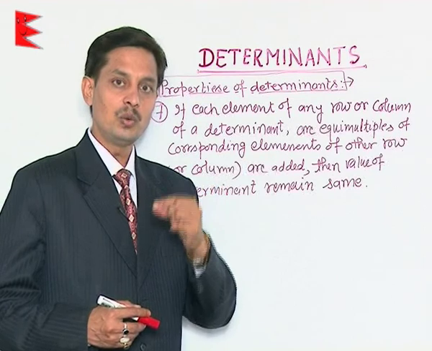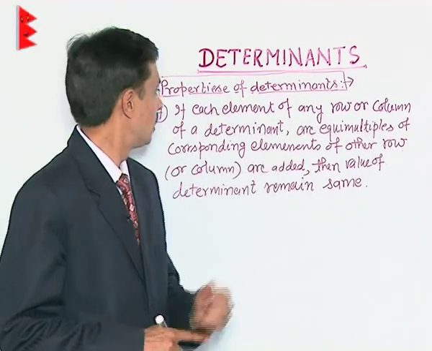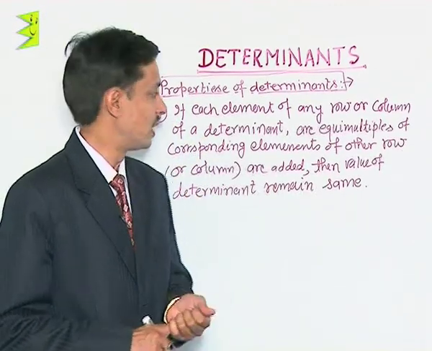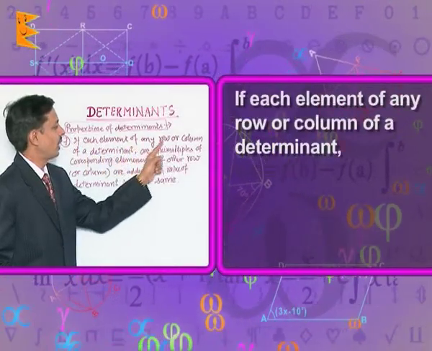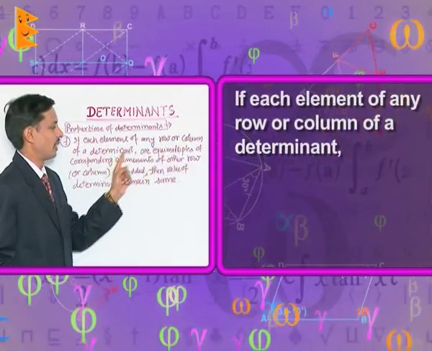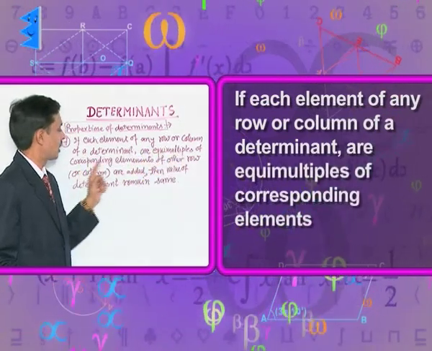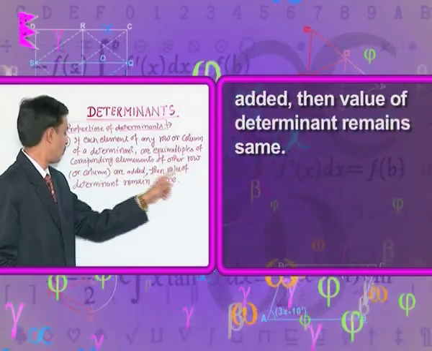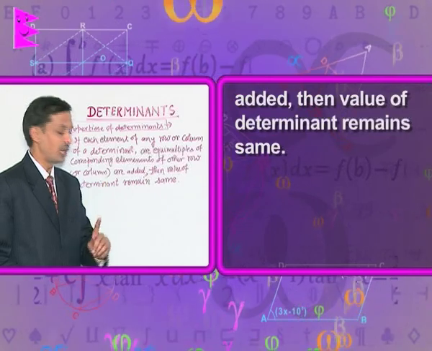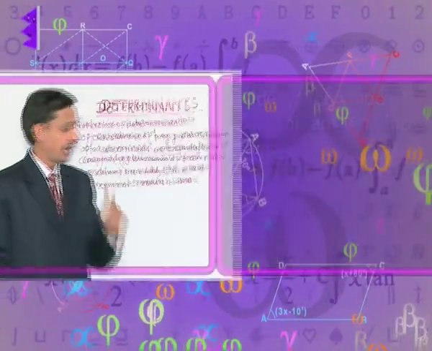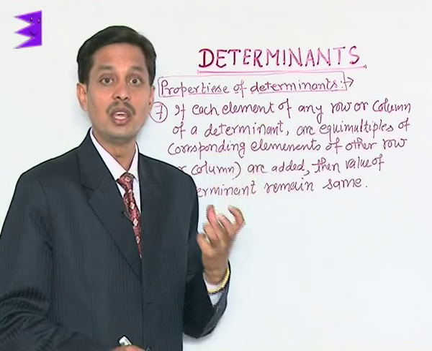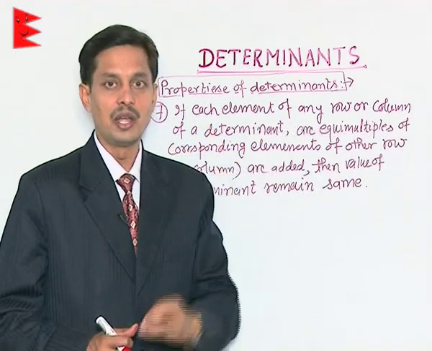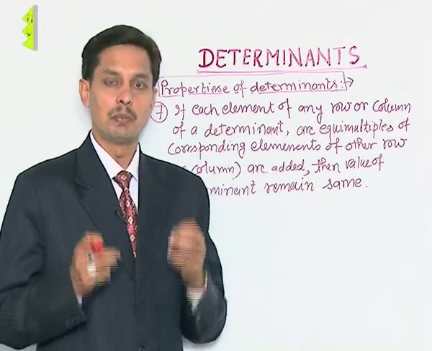Now I want to tell you one more property of the determinant, very important when we solve problems using the properties of determinants. It is: if each element of any row or column of a determinant is multiplied by a constant and added to the corresponding elements of another row or column, that is, equimultiples are added, then the value of the determinant remains unchanged. This is the most frequently useful property when we solve problems of determinants by using the properties of determinants.